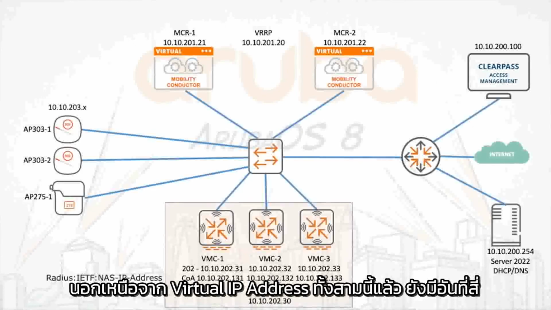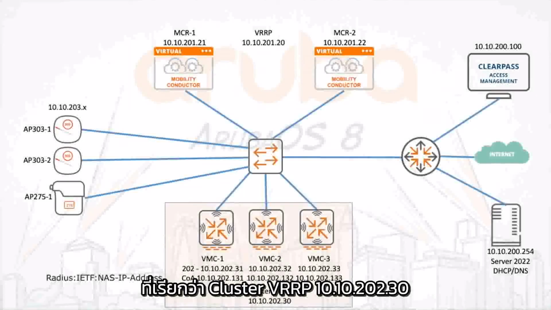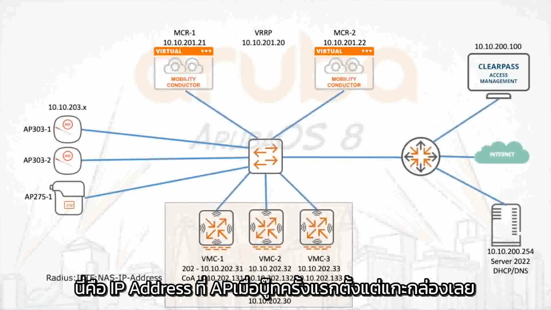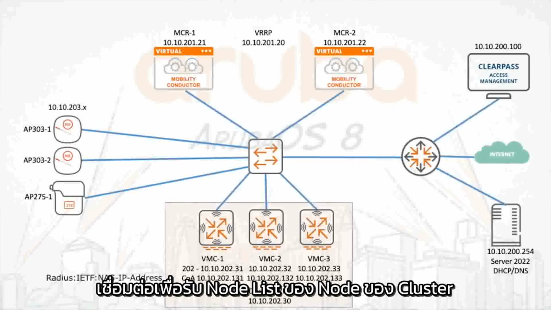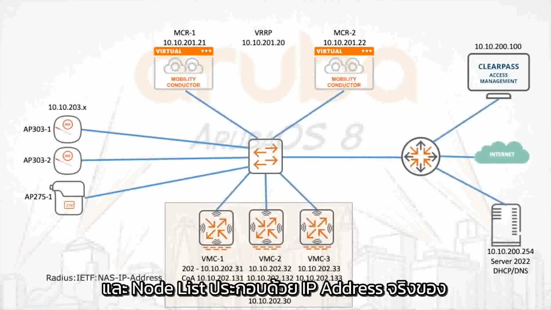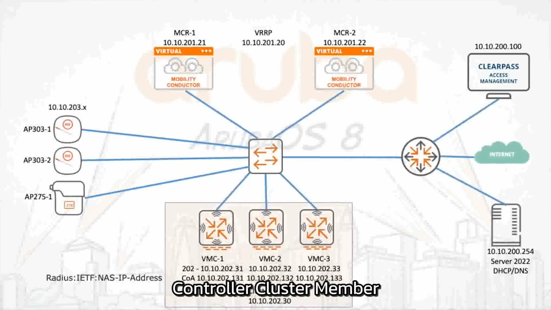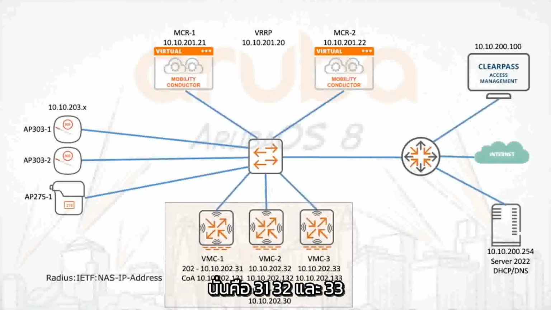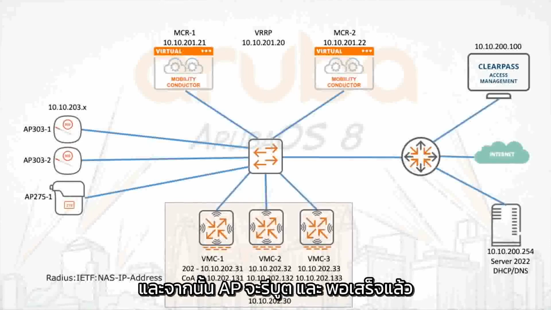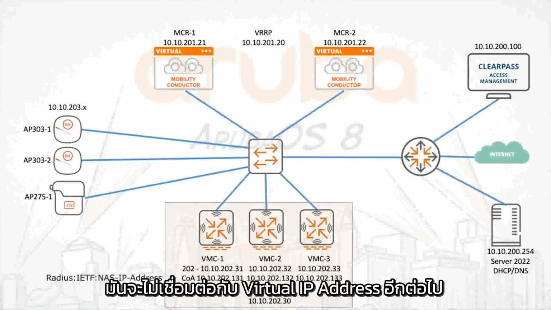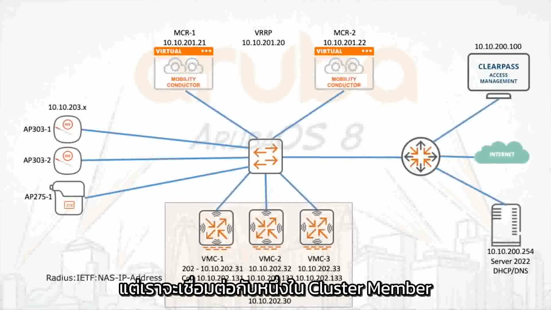Besides these 3 virtual IP addresses, there's a 4th one called the cluster VRP, 10.10.202.30. This is the IP address where an access point, when it first boots up for the first time in its life, connects to get the node list of the nodes of the cluster. And the node list consists of the physical IP address of the controller cluster members. So that's 31, 32 and 33. And from that moment on, the AP will reboot and will then not connect to the virtual IP address anymore, but will connect to one of the cluster members.